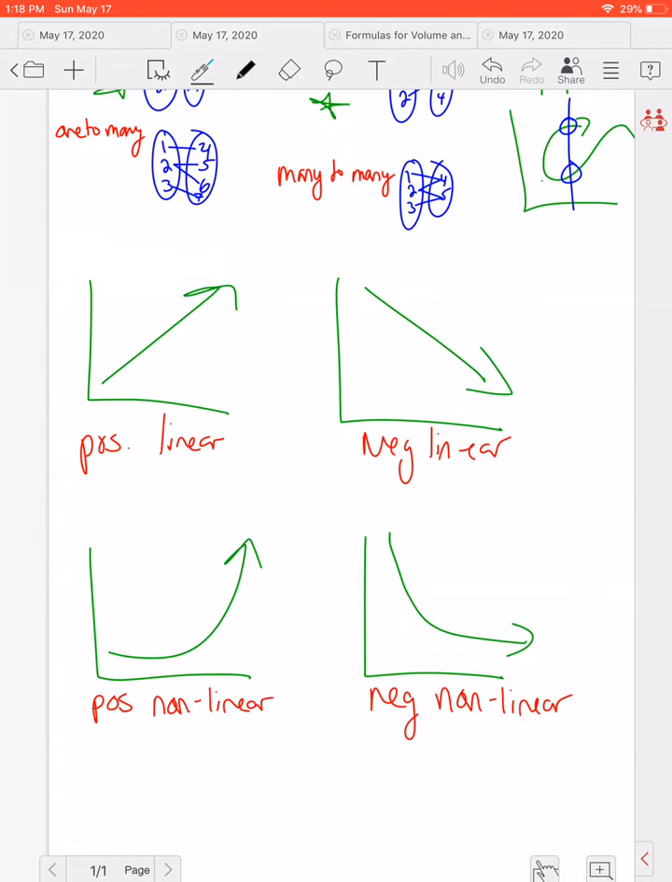Okay. Also, sometimes they have a straight line going across like that. That would just be constant. Okay, it's not going positive, negative, or anything like that. It's just a constant. Okay.